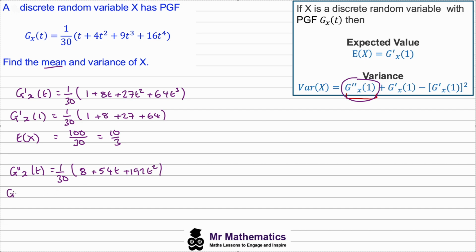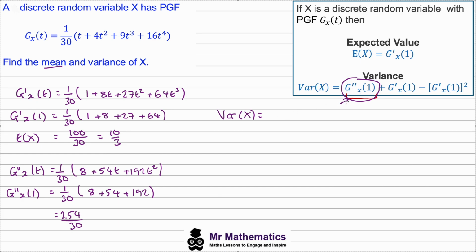And then we can let t equal 1, and we'll get 1/30th. We'll have 8 plus the 54 plus the 192. And this will give us 254 over 30.